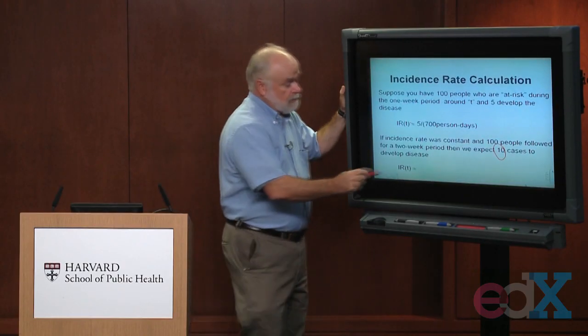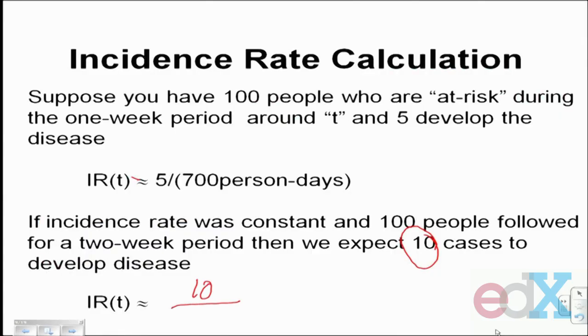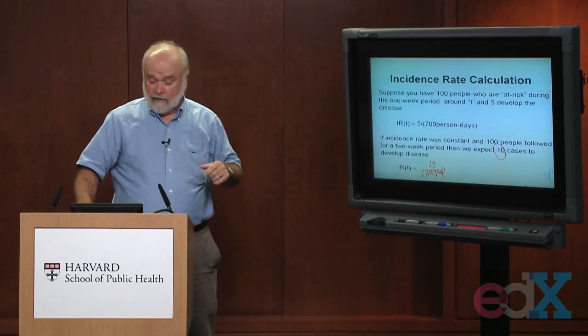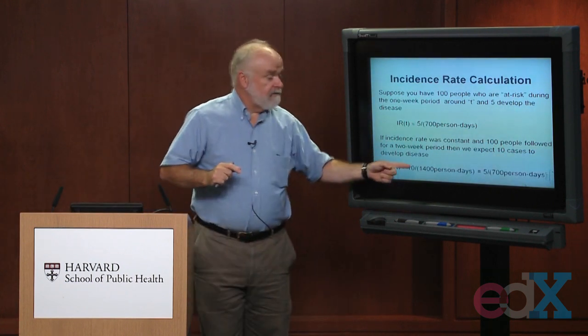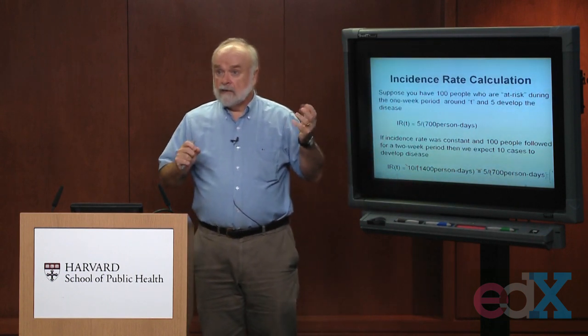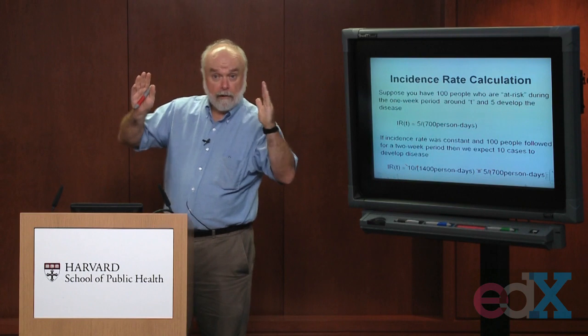So you would calculate your incidence rate to be 10 cases divided by not 700 person days, 100 people being followed for 7 days, but now the people are being followed for 14 days. So you expect to see 1,400 person days for your denominator. Your incidence rate would then be 10 divided by 1,400 person days. But 10 divided by 1,400 person days is the same as 5 divided by 700 person days. So if I follow people for a longer period of time than you, and we both believe the incidence rate is constant, we would like to get the same answer. And we will do so if we have person days in our denominator.